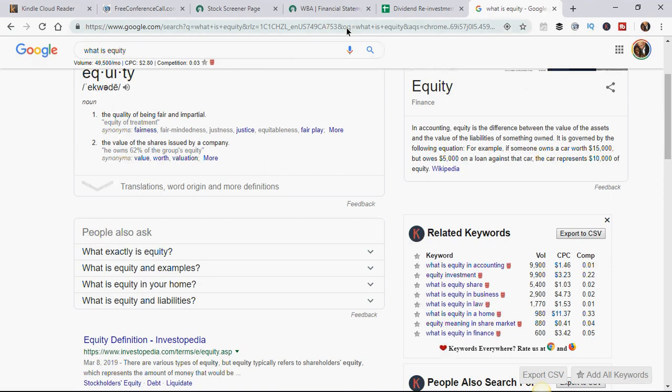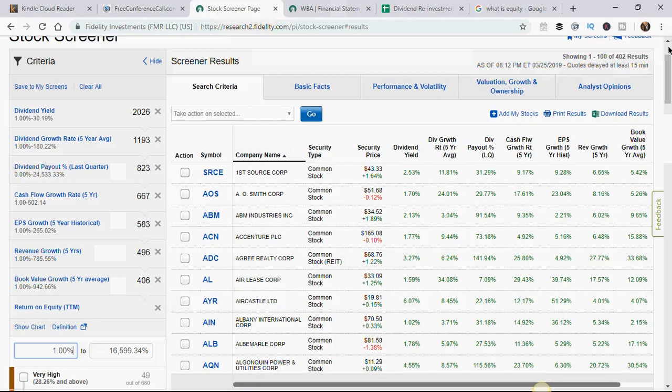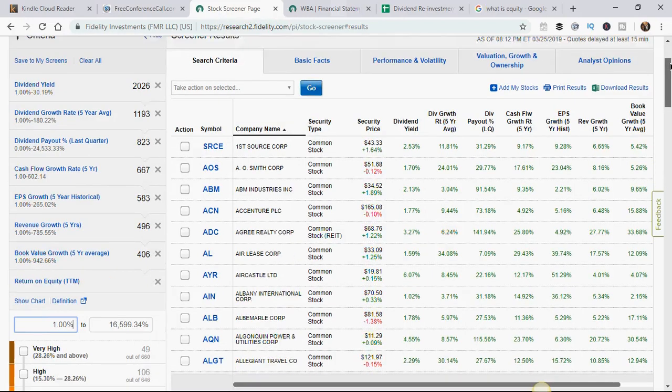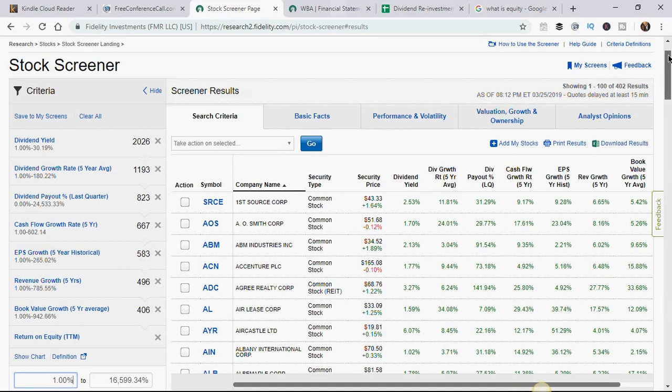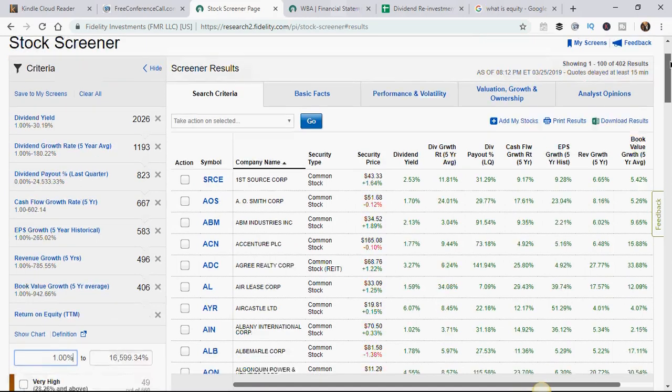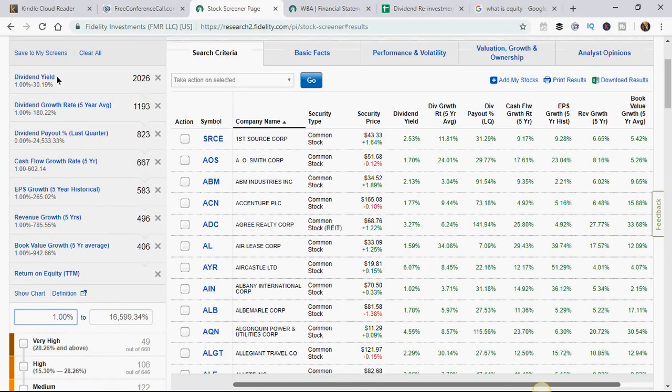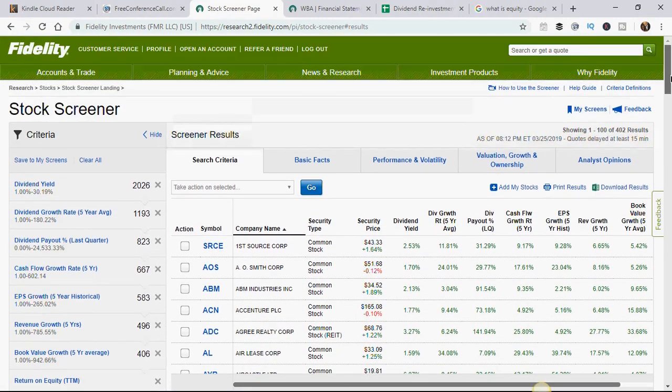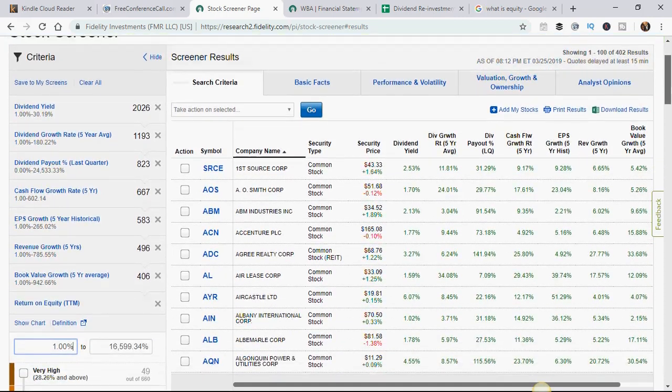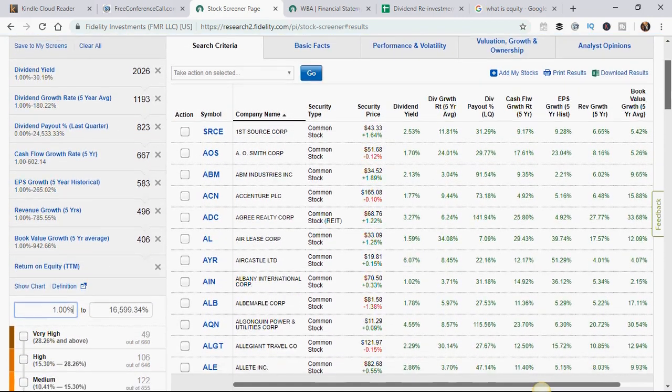All right, so those are our 5 things, plus our 3. Now, with that said, we've got 8 filters. So we've got 8 filters. Now we got 400 results. So that's a lot of results.